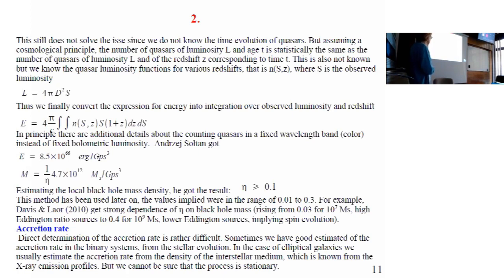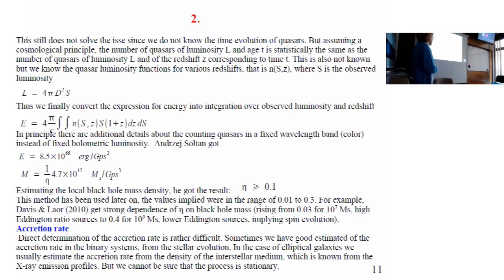For example, Davis and Laor are getting a strong dependence of this efficiency on black hole mass. They separated different black holes. They didn't do an integration of everything. They separated masses, and they got that the efficiency is rising from 0.03 for smaller masses to 0.4 for large masses. That suggests a kind of evolution of the spin. So lower mass sources have lower spin and higher mass sources have higher spin. That was the conclusion of this paper.